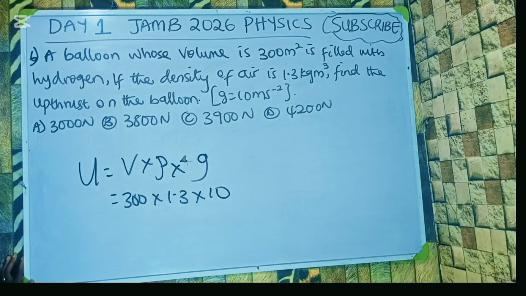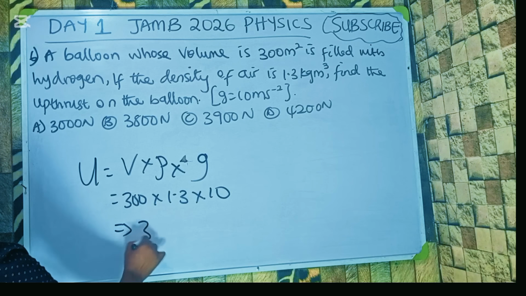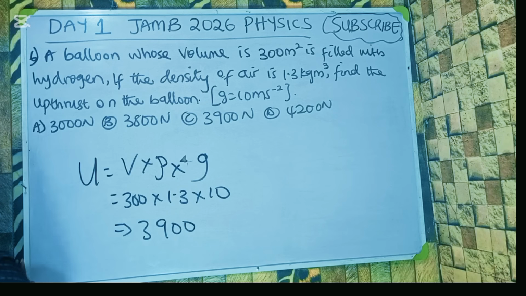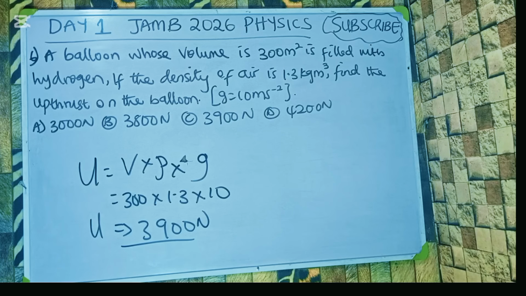10. Simply we are going to multiply, and we are going to get our answer to be 3900 Newton as my upthrust. And from what we've done so far, the correct option to this question is option C.